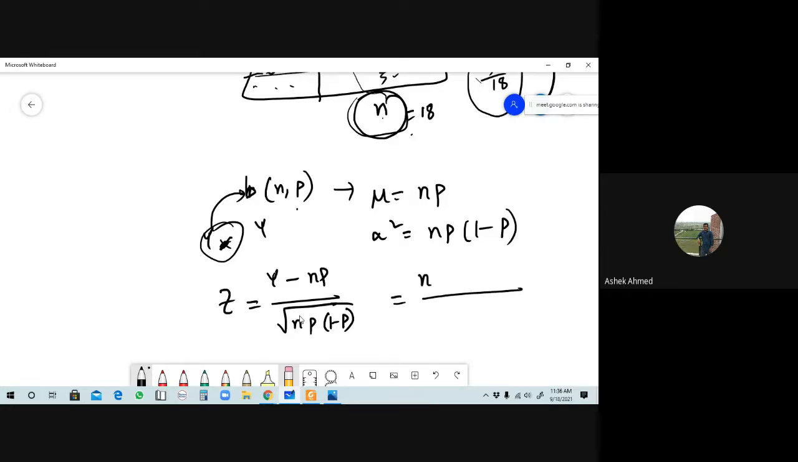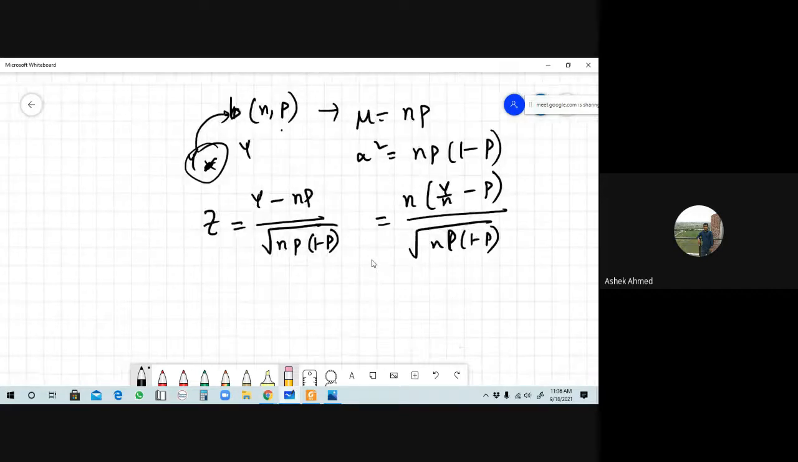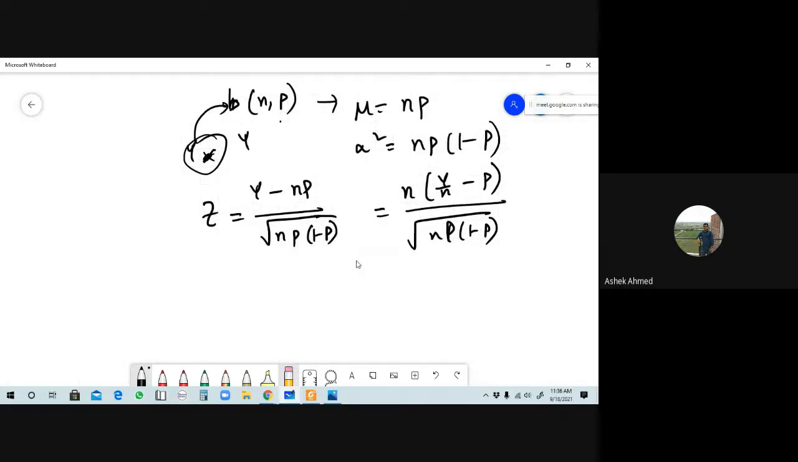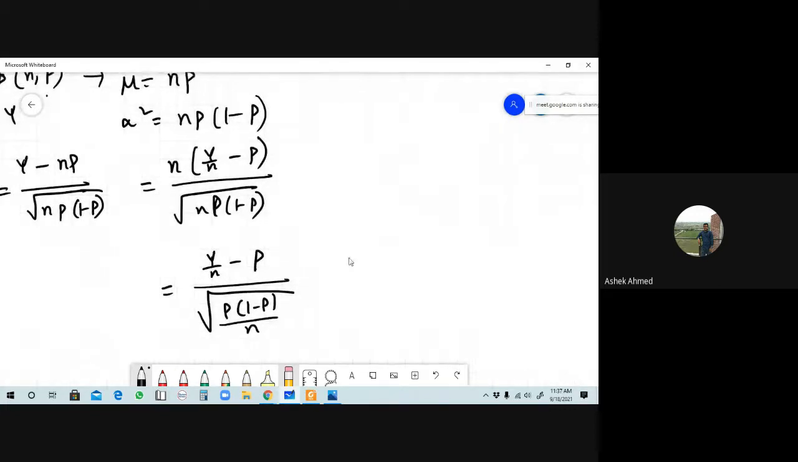From here, if you take common n from the numerator, it will be y by n minus p, over root over np(1 - p). If you divide the numerator by n, we get capital Y by n minus p, divided by root over p(1 - p) divided by n.